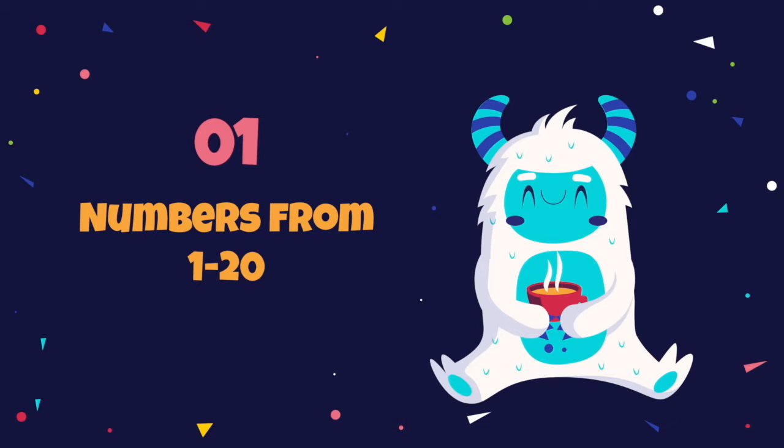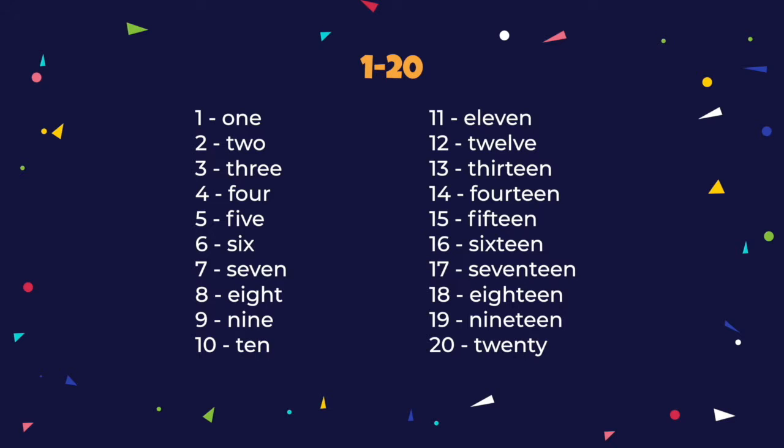Firstly we'll learn about numbers from 1 to 20. This is 1, 2, 3, 4, 5, 6, 7, 8, 9, and 10. This may look like 2 ones, but it is not 1 1, it is 11. This is 12, 13, 14, 15, 16, 17, 18, 19, and 20. There you go. You're all set for your next lesson.